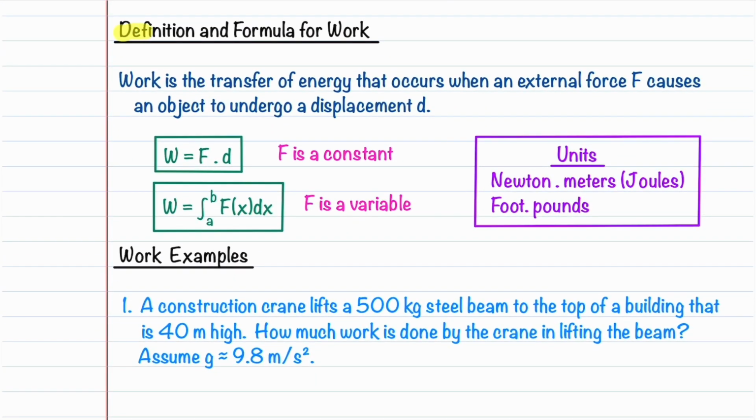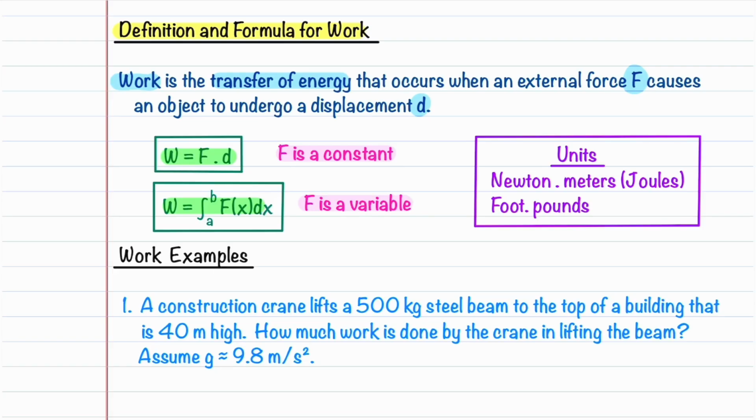Let's start by going over the definition and formulas for work. Work is the transfer of energy that occurs when an external force F causes an object to undergo a displacement d. If the force applied to an object is a constant, work is equal to the constant force F times the displacement d. If the force applied to an object is a variable, then work is the integral from a to b of f of x dx.